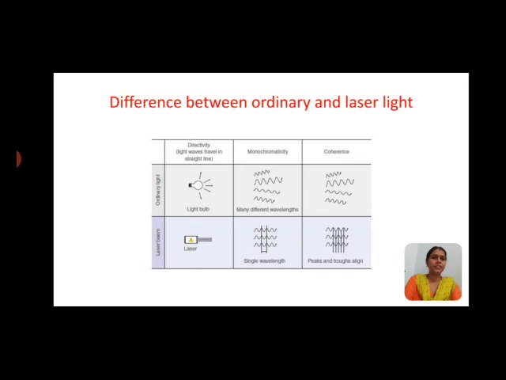In this figure, we can see the difference between ordinary light and the laser beam. Here is an ordinary light bulb. What we observe here is that the intensity is distributed in all directions. Here the laser beam is moving in a single way; it is highly directional, while the bulb is not. We can also see different wavelengths: the ordinary light bulb emits different wavelengths, whereas in the laser a single wavelength is there. The light bulb is incoherent, whereas a laser beam is coherent. So this is the difference between the light bulb and the laser beam.